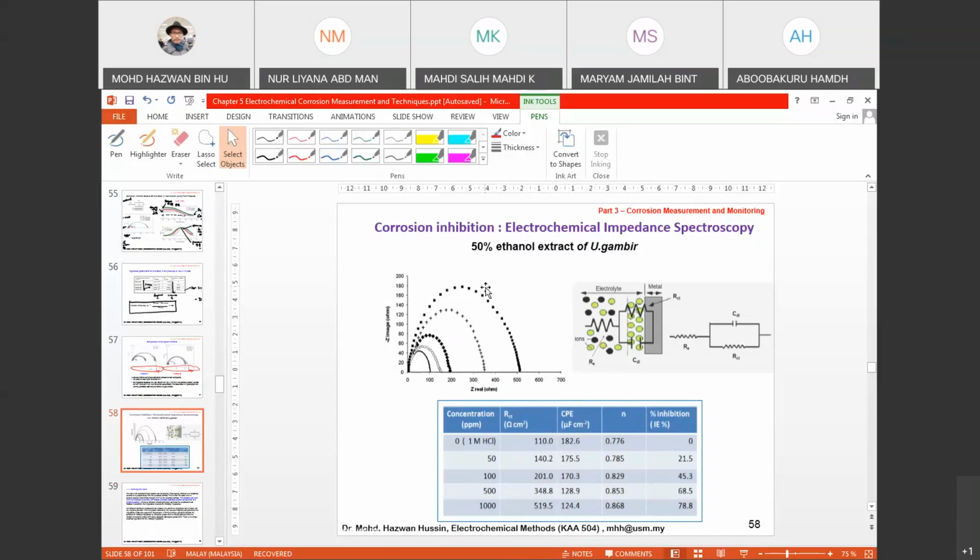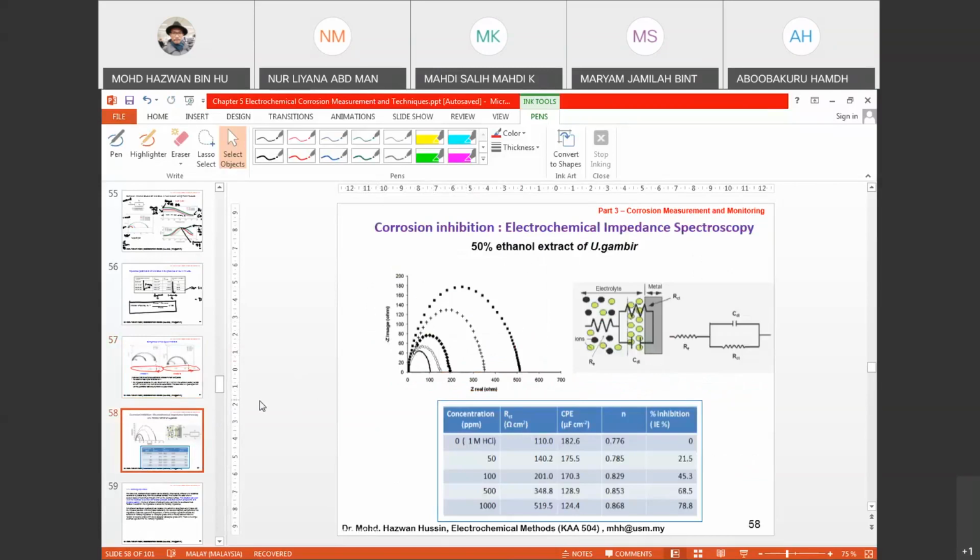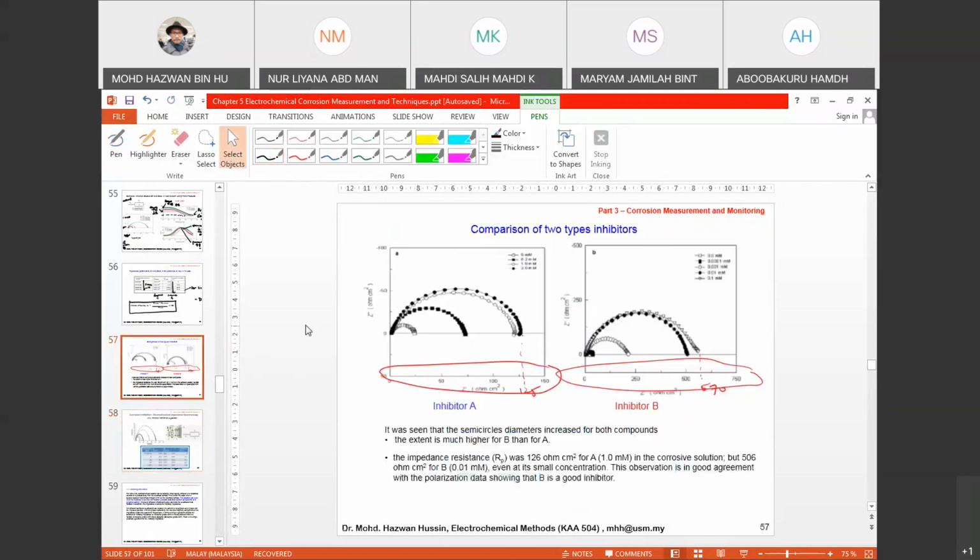Okay. So if you notice from this plot, the Nyquist plot, if it is a semicircle, we can use the simple Randles circuit for fitting. But in some cases, we are not going to use the simple Randles circuit for fitting. There's a reason for that. Sometimes, if you notice over here, the semicircle resulting from this experiment is a bit depressed.